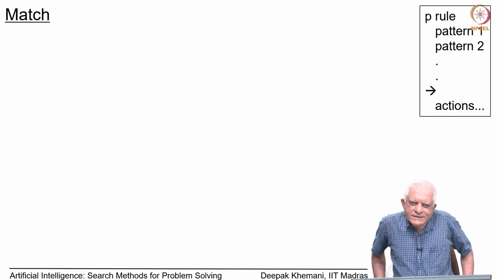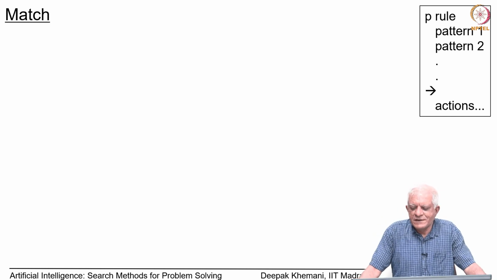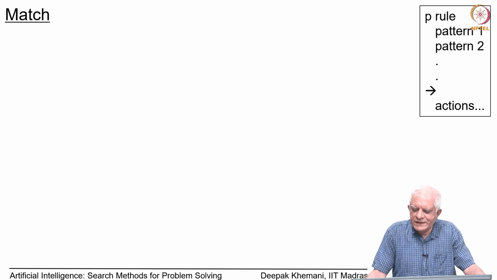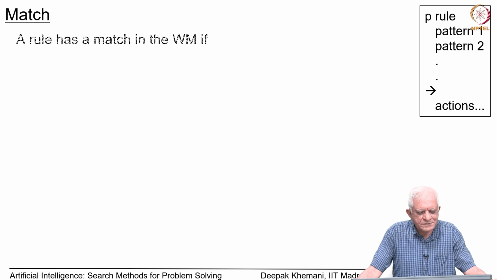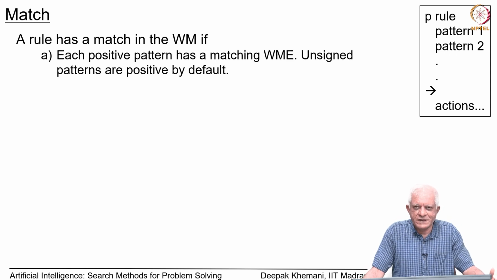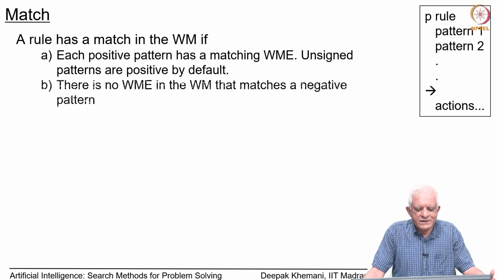So, let us go back to match in a little bit more detail. By now it is clear to us that a rule as shown here is a collection of patterns followed by a collection of actions essentially, and match operates on the left hand side, which is on the patterns essentially. A rule has a match in the working memory if each positive pattern has a matching working memory element, and unsigned patterns are by default positive.